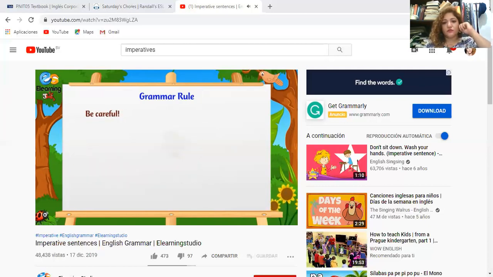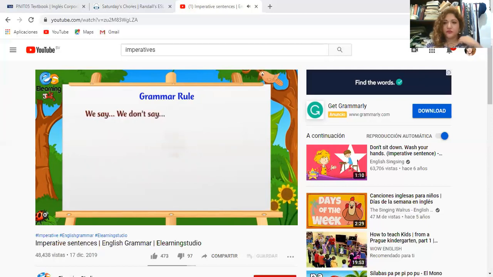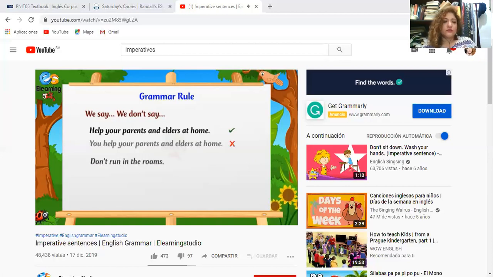Be careful. Use the verb without to and without ing, and don't say you. Don't run in the rooms. Help your parents and elders at home. We say, we don't say. Help your parents and elders at home. Not, you help your parents and elders at home. Don't run in the rooms. Not, don't do running in the rooms.